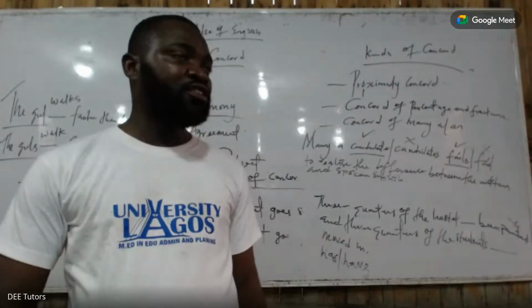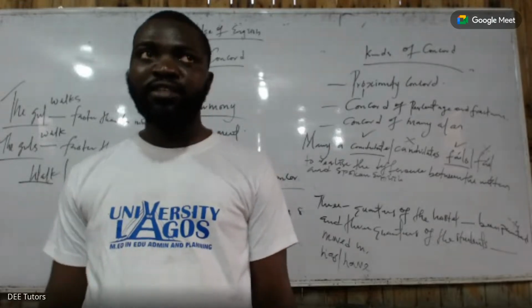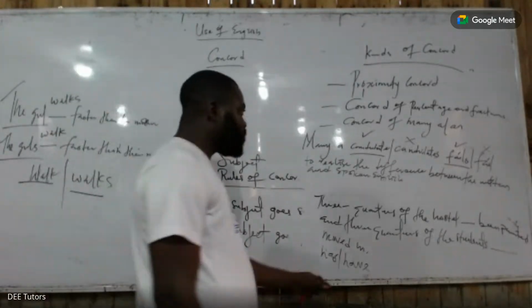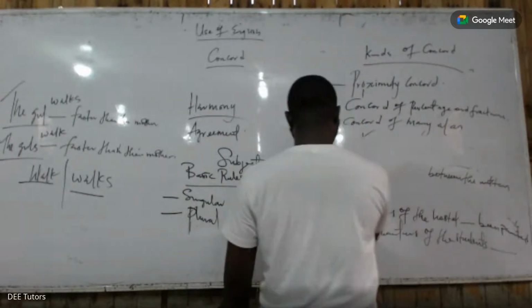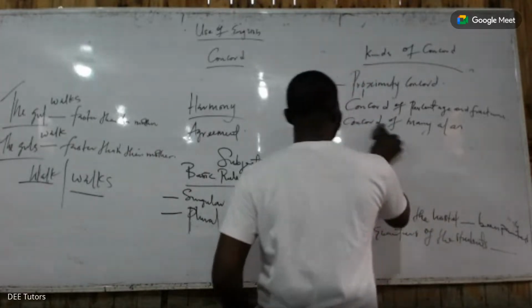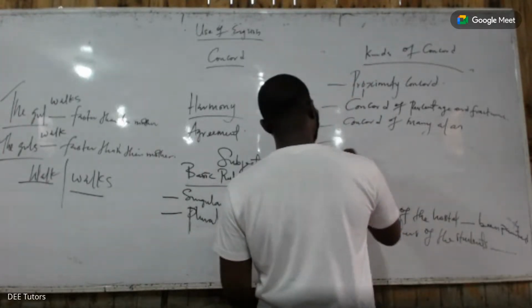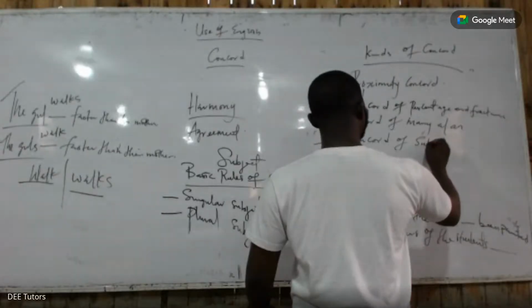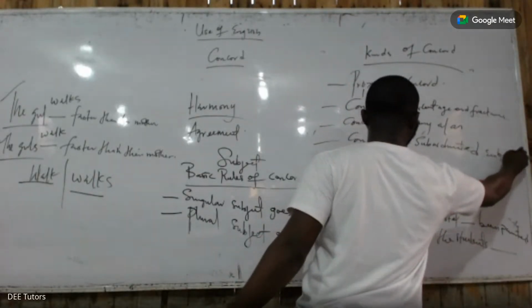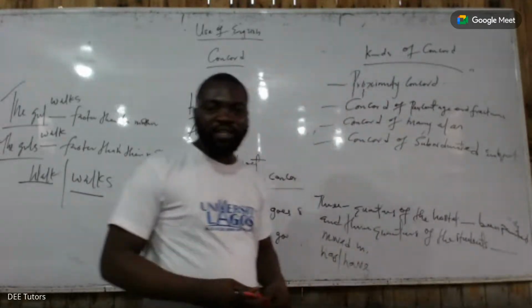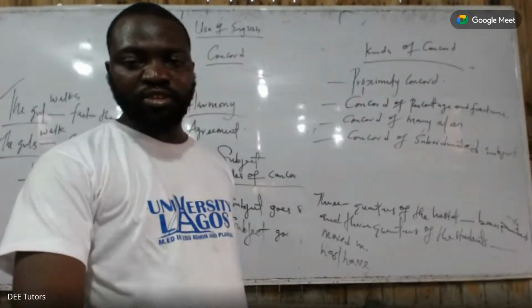Now, the next Concord is Concord of Subordinated Subjects. After this, I'm not discussing anything again. We continue later. Concord of Subordinated Subjects.